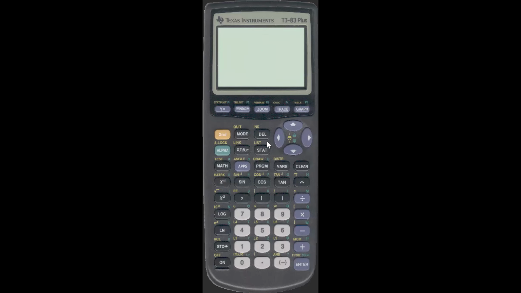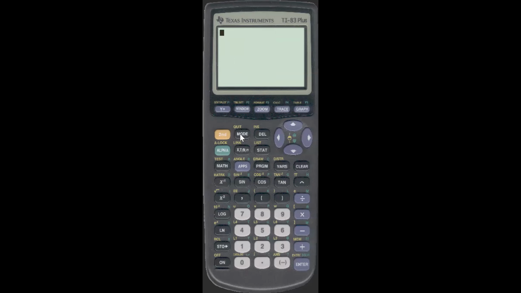So you're seeing my screen. L1 is under stat, edit. Enter 4, 8, 12, 14, 18, 22, 26. All right, and then 49, 64, 72, and 80. All right, now I've got the correct data.